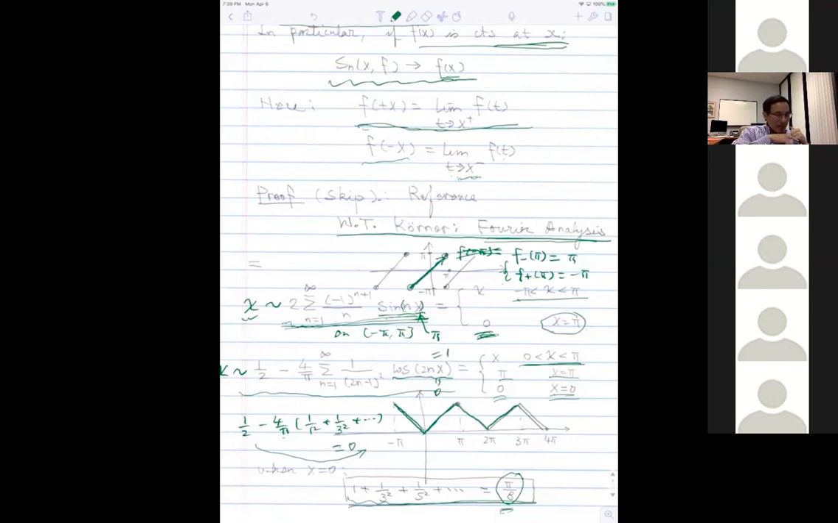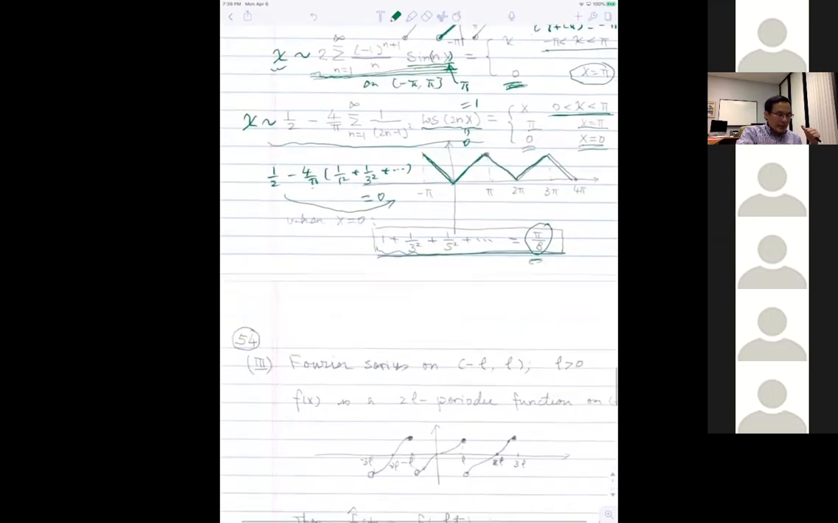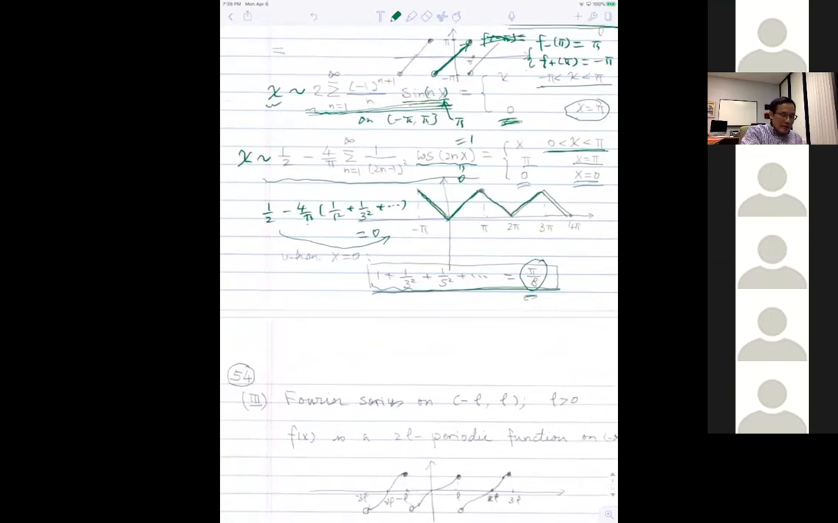Okay. All right, so now let's summarize what we have done. If you are given a function f(x) on 0 to pi, then we have two ways to extend it. Either extend it to an odd function on negative pi to pi, then what you get is going to be a Fourier sine or cosine series.